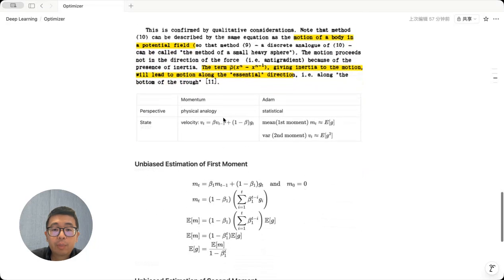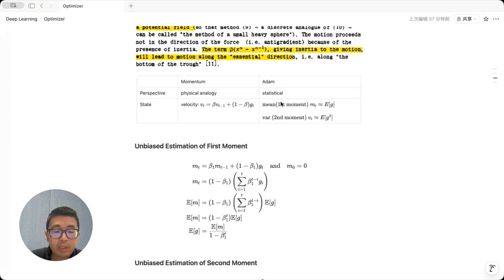Whereas moment, in Adam, is a statistical concept. It describes the property of a distribution. The first moment is the average gradient, and the second moment is the average of squared gradients, which reflects magnitude or variability. In Adam, these are estimated using exponential averaging. The first moment gives a stable estimate of direction, while the second moment measures how large or noisy the gradients are in each direction.